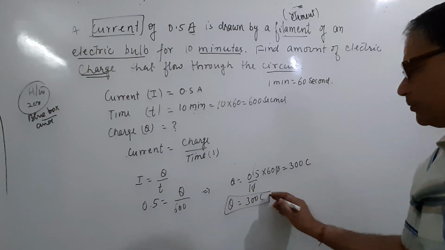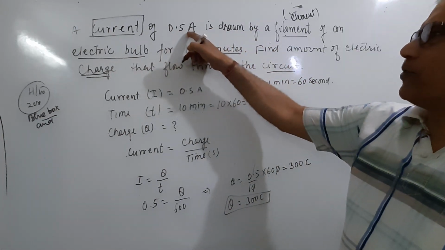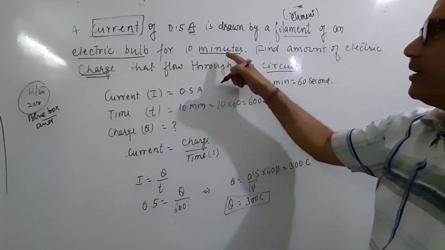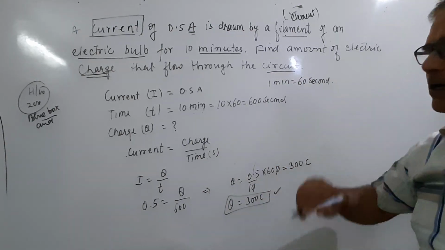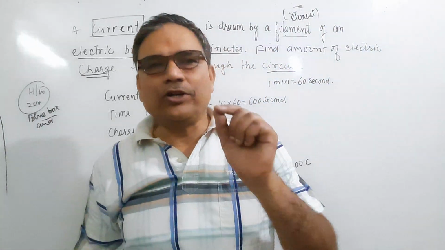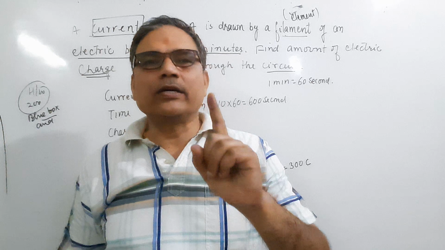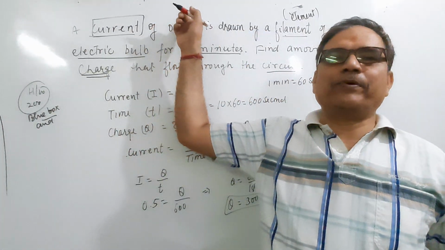It means when 0.5 ampere of current flows through a filament of an electric bulb for 10 minutes, then the number of charge flowing in the filament in the circuit is 300 coulomb. That means 300 coulomb of charge flowing in a circuit produces a current of 0.5 ampere for 10 minutes.